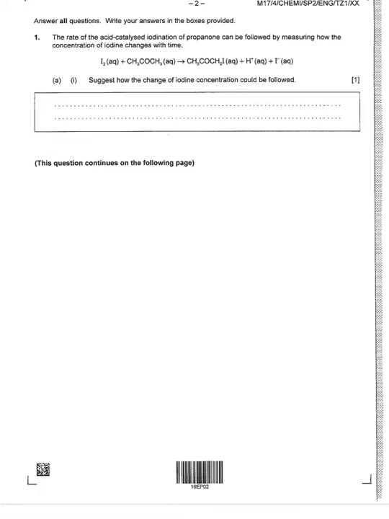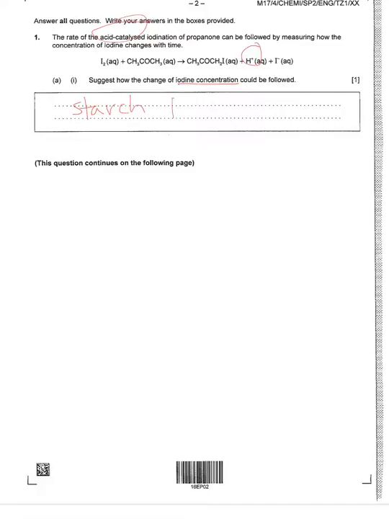The first question starts out and says the rate of the acid-catalyzed iodination of propanol can be followed by measuring how the concentration of iodine changes with time. So it suggests how the change of iodine concentration could be followed. When you look at this, you might be tempted to look at a pH indicator because of the H plus being produced, but it says it's acid catalyzed. So a more appropriate choice for iodine concentration would be starch.